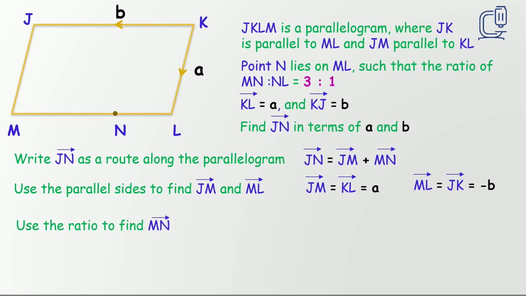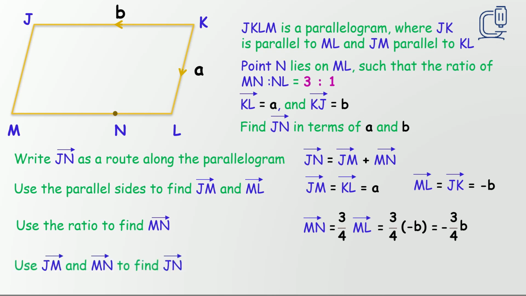We then use the ratio to find MN. So MN is equal to 3/4 ML, which is equal to 3/4 of minus B, which gives us minus 3/4 B. We now use JM and MN to find JN. So JN is equal to JM plus MN, which is equal to A plus minus 3/4 B, which is the same as A minus 3/4 B.